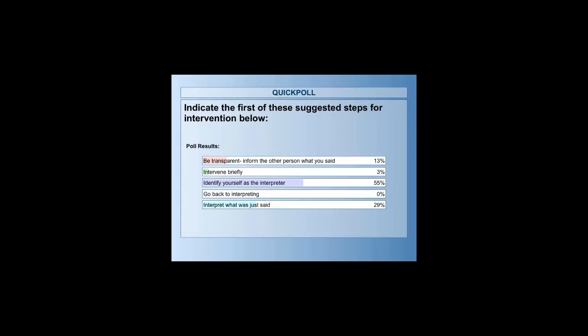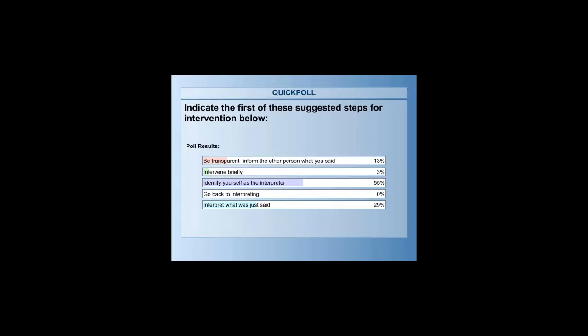So I think the variety of the answers, even though there is a clear winner, and correctly so, with identifying yourself as the interpreter, shows that I do believe there is a little flexibility in the steps of intervention: in terms of interpreting what was just said and then intervening, or intervening and then interpreting what was just said.